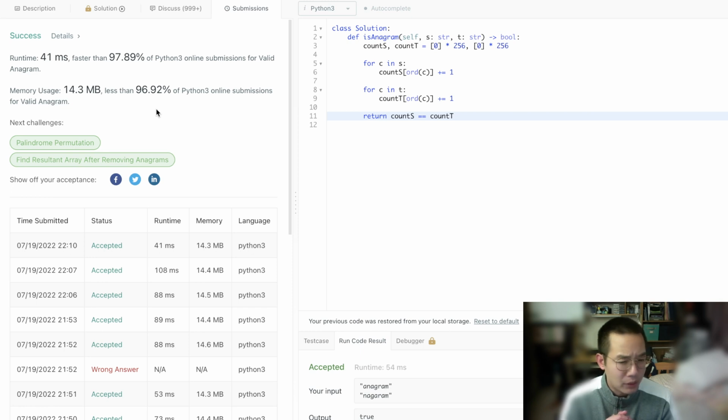I think we have gone over just about everything that we could go over for this problem. I think the concept here is to learn to more effectively use arrays and hash maps to count items in a string.